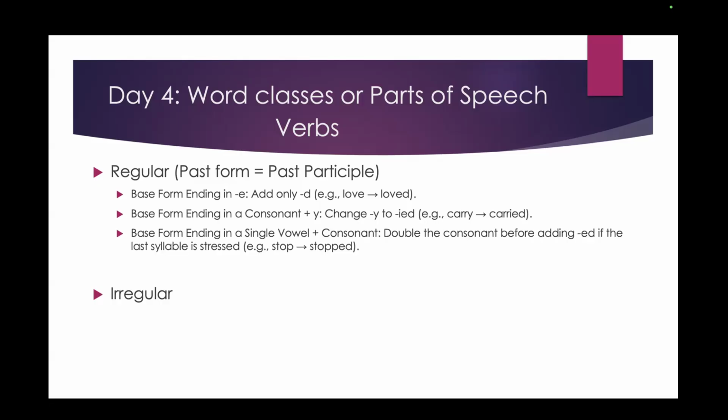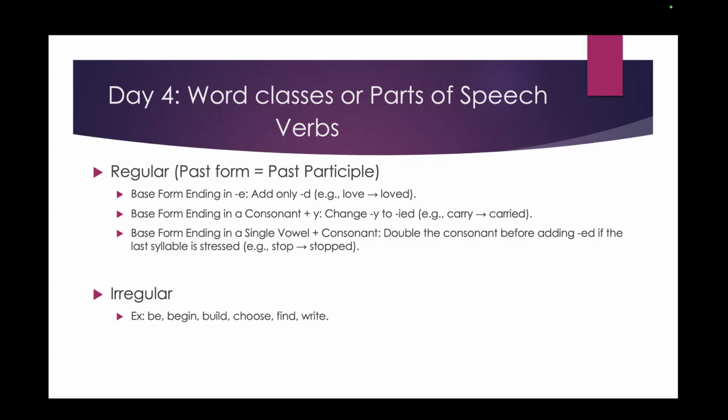And another way of converting a regular verb into the past tense is the case when the verb has a single vowel and a consonant. So for example, stop. In this case, to convert it to the past form, you need to double the consonant and add ed to the end of the word. So in this case, stop with one p would be converted into its past participle form by adding a p and ed, so stopped.